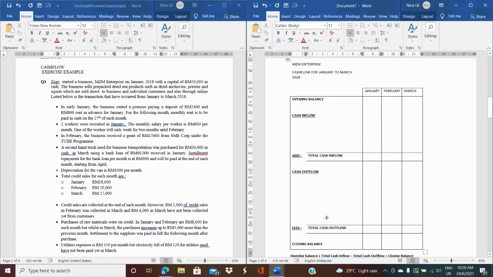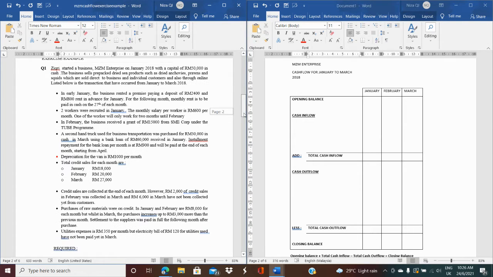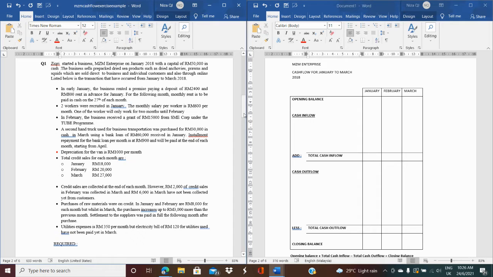So how do you tackle this question? The first thing is to look at the transactions, and if you don't understand, highlight them first. So what should be highlighted? You have to look out for the inflows and also the outflows. I'm going to highlight transactions related to the inflows with a yellow highlighter, and for the outflows I will use a green highlighter.